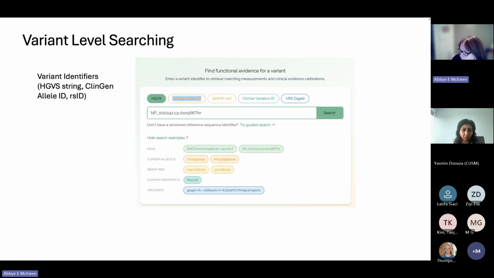One of the key things we heard from community feedback was we need variant level searching. The original MAVEDB database supported searching by dataset or by gene, but not by individual variants. I let our developers know that that's not really the way it works when someone's actually classifying a variant clinically. I want to go to a database and type in my variant for ease of use. So we implemented this kind of search functionality. You can search with a variant-specific identifier, like an HGVS string, a ClinGen allele ID, a dbSNP RSID, or a ClinVar ID.